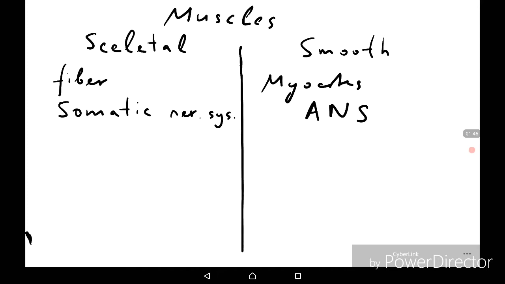Smooth muscles are characterized by the automaticity. Automaticity is the ability to excitation without any external stimulation. So the source of the stimulation is inside the cells.